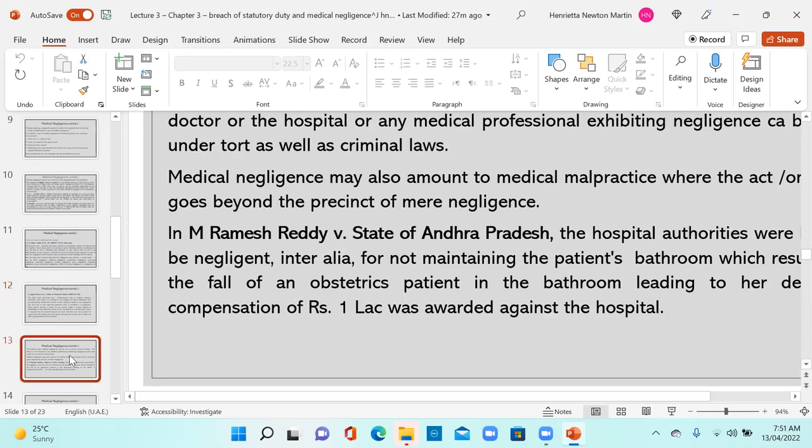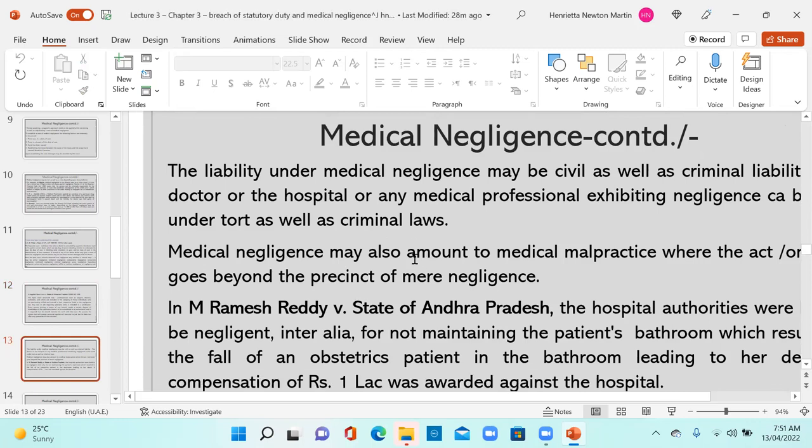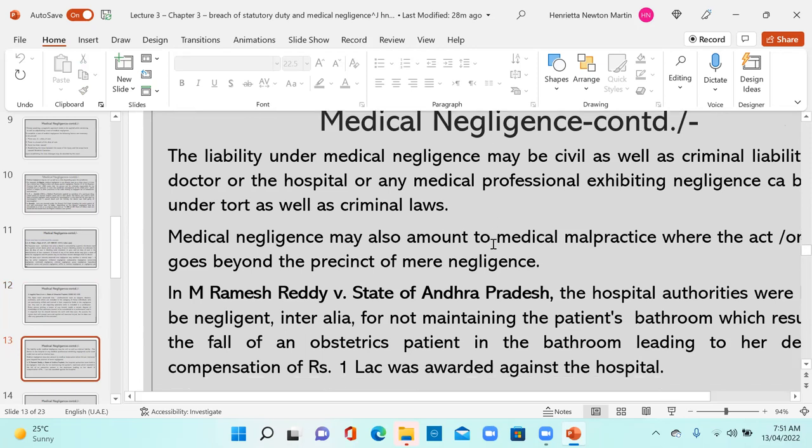That goes for any profession, and that was what was held in that particular case, be it a doctor, lawyer, architect or whoever. Then the liability under medical negligence may be civil as well as criminal liability. Whether it's a doctor or even the hospital as a whole or any medical professional exhibiting negligence can be liable under tort as well as criminal laws.